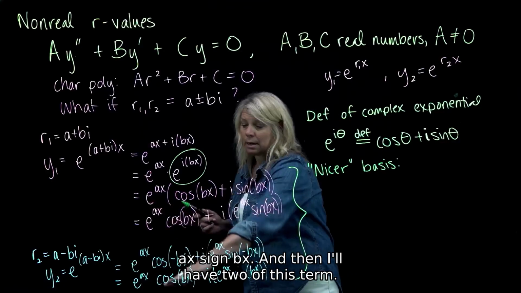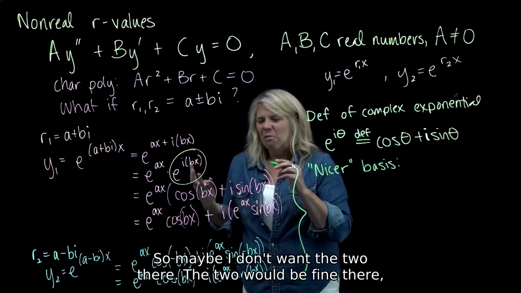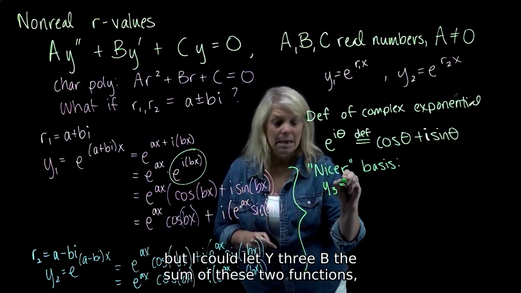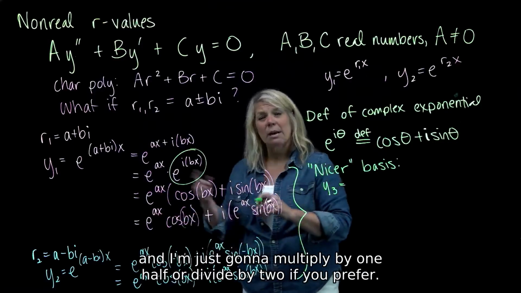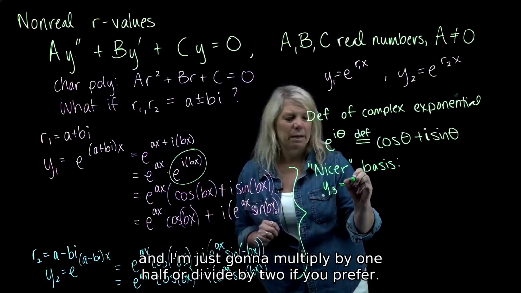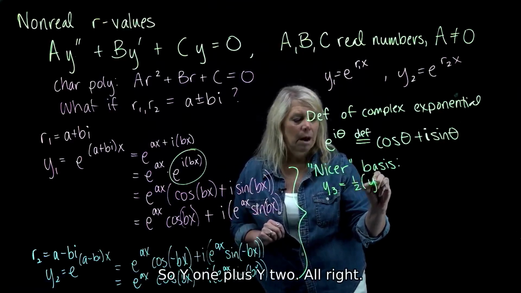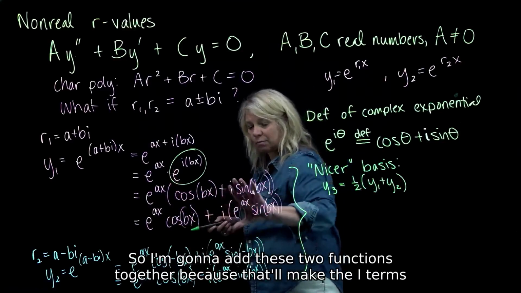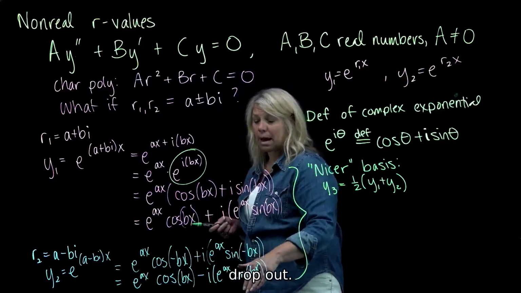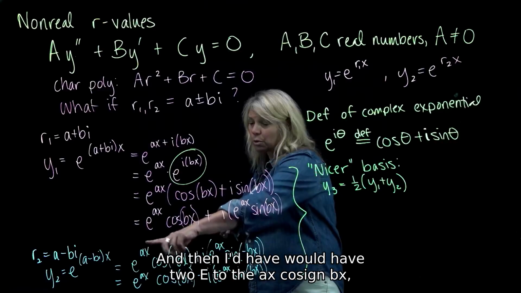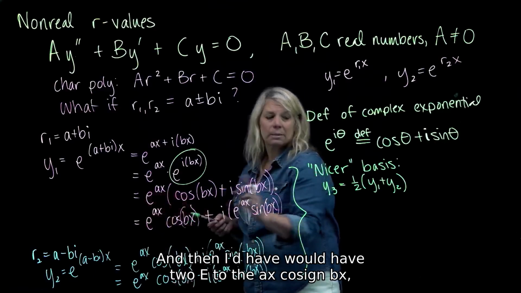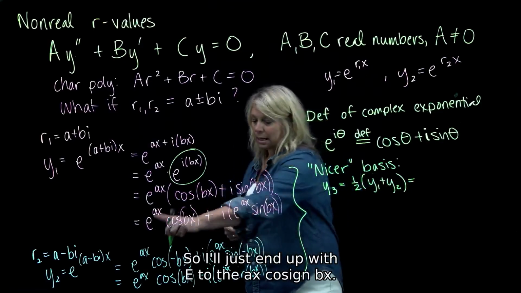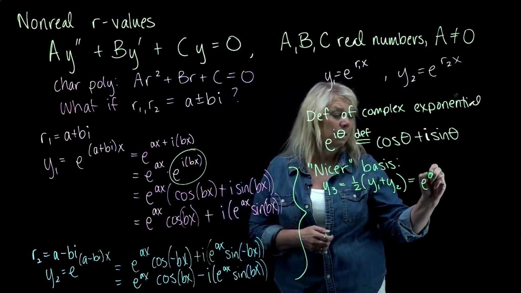And then I'll have 2 of this term. So maybe I don't want the 2 there. The 2 would be fine there, but I could let y3 be the sum of these two functions, and then I'm just going to multiply by 1/2 or divide by 2 if you prefer. So y1 plus y2. I'm going to add these two functions together because that'll make the I terms drop out. And then I would have 2 e to the ax cosine bx, but then multiplying by 1/2 will get rid of that 2. So I'll just end up with e to the ax cosine bx.